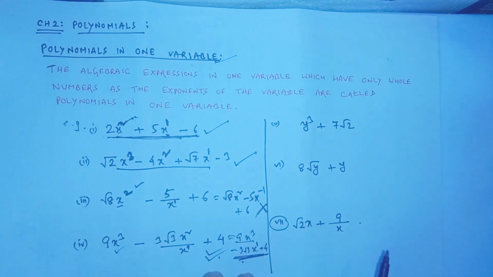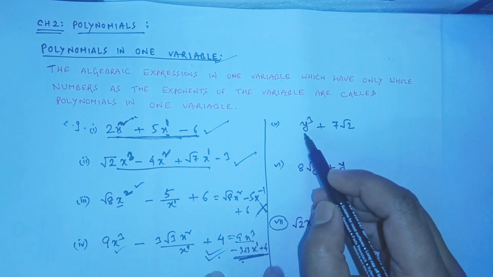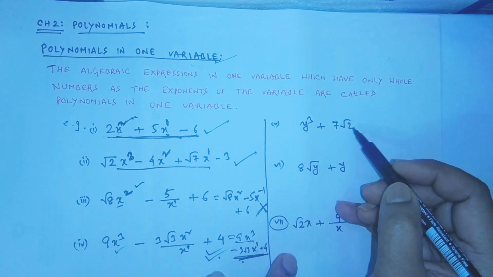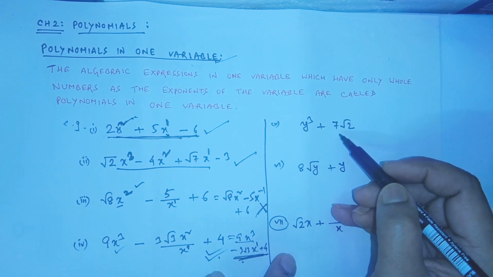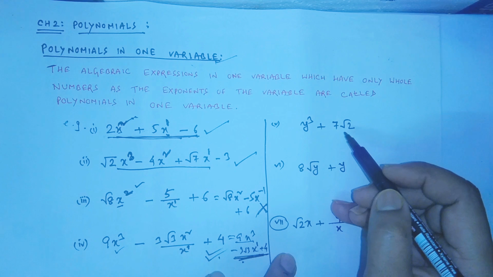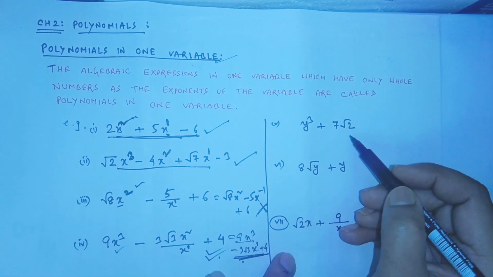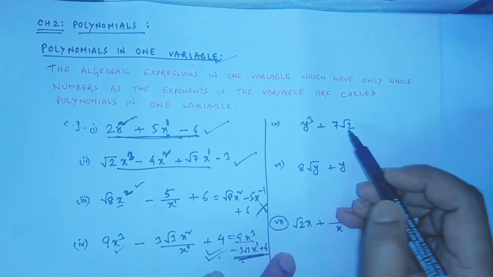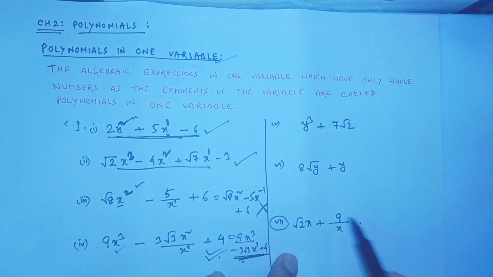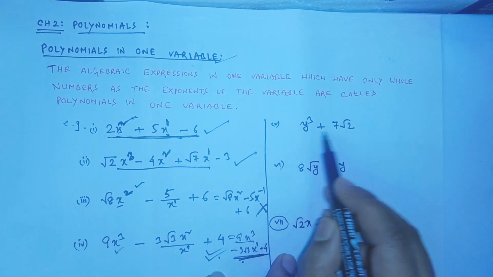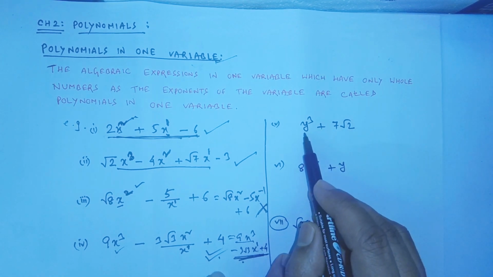Okay, next example. This is y cube plus 7 root 2. While considering polynomials, you have to see only the variable. You totally have to ignore the number. The number can be rational, irrational, it can be any real number. So let us start. First of all, you see it is in one variable only. The variable is y.